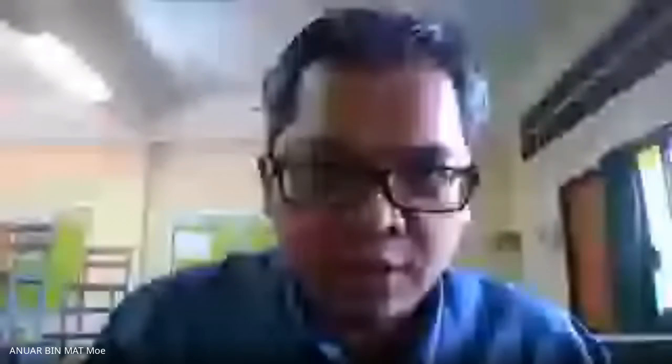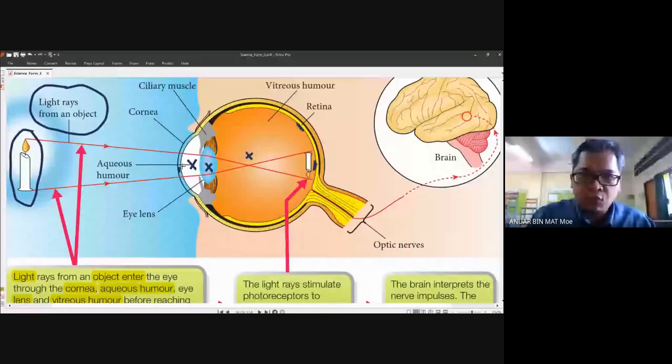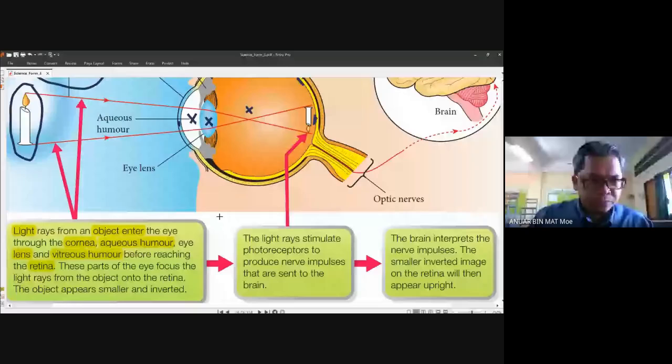1, 2, 3, 4. It will go into this 4 layer, and then it will reach the retina inside the eye. Okay, so I continue. This part of the eye focuses the light ray from the object onto the retina, and the object appears smaller and inverted. Okay, it will invert. Dia terbalik.